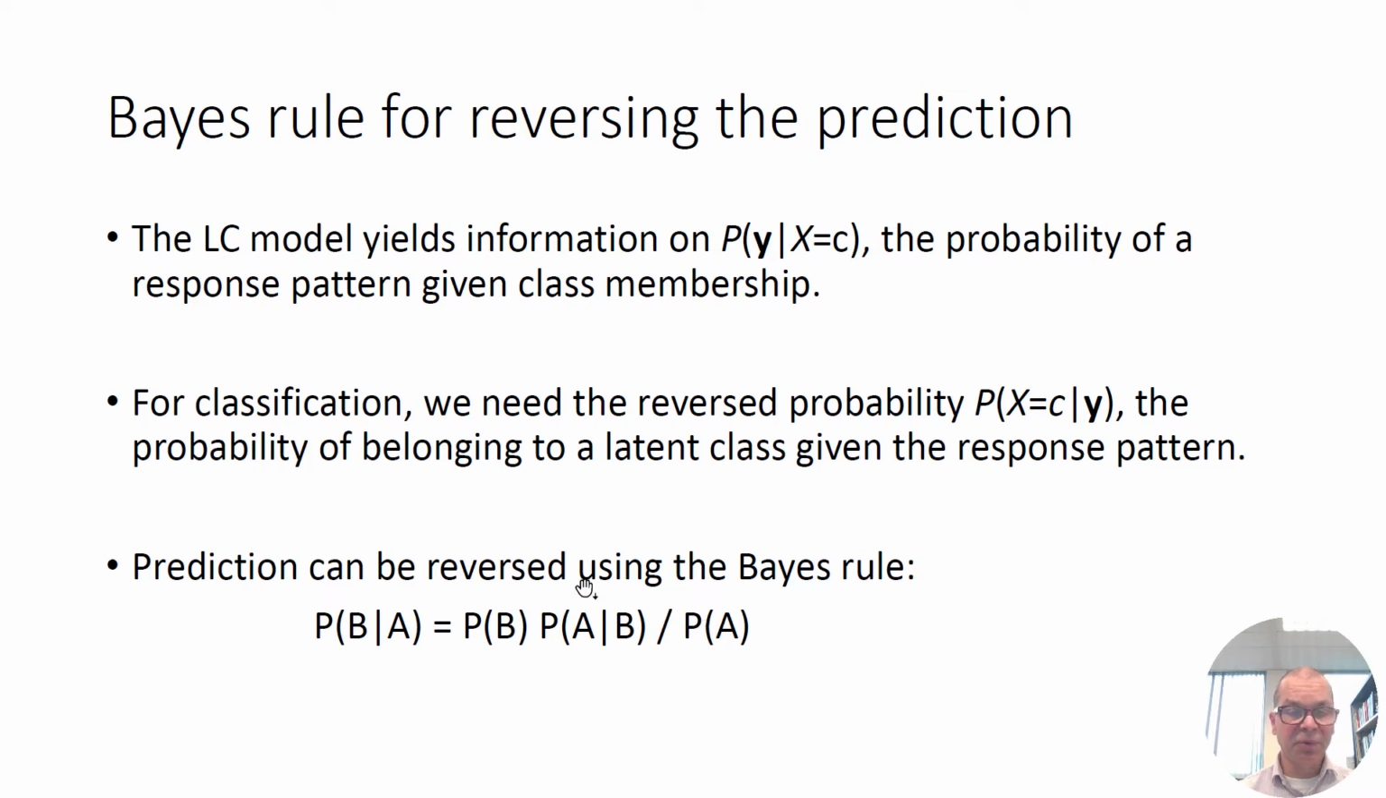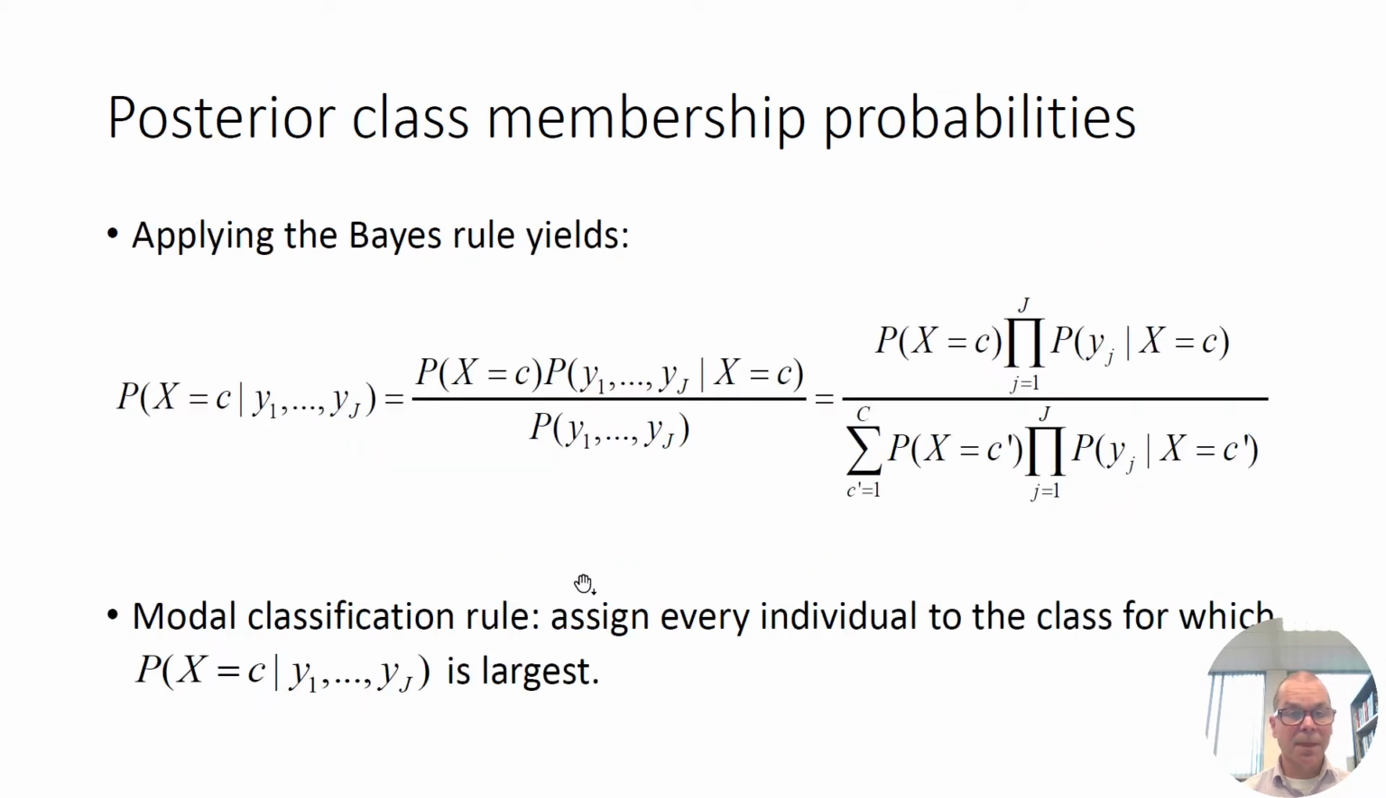Let's see how this Bayes rule works out in the case of a latent class analysis. What we want is to obtain what we call the posterior membership probabilities, the probability of class membership conditional on the responses. If you apply the Bayes rule, the probability of b given a obtained from a given b, applied here, you see the probability of a given b, which is now the probability of the y's given the x. We multiply by the probability of being in a certain latent class and divide by the overall probability of the response pattern.